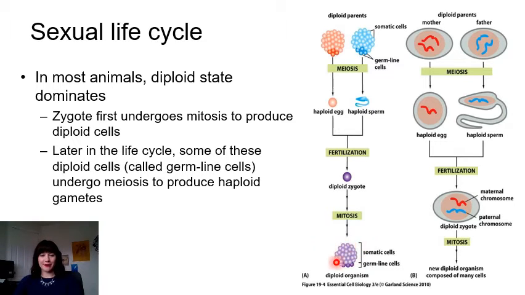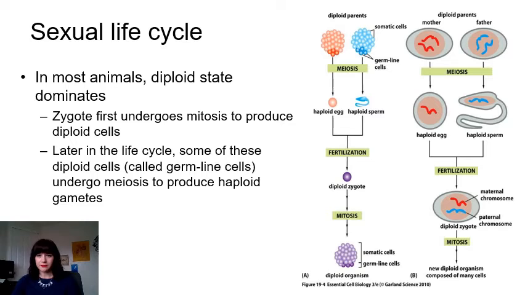And that child will have the majority of its body be somatic cells. However, in the ovaries and testes, there will be a different type of cell called germline cells. These germline cells are not yet egg or sperm. What do they have to do? Go all the way back up here and undergo meiosis before they can be haploid gametes.